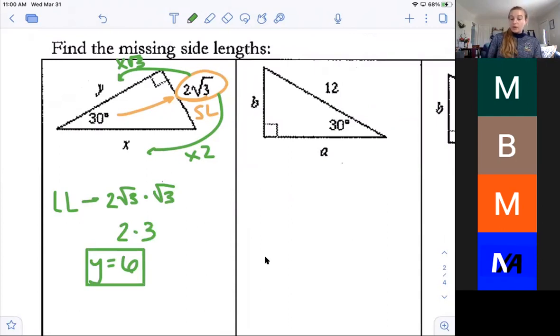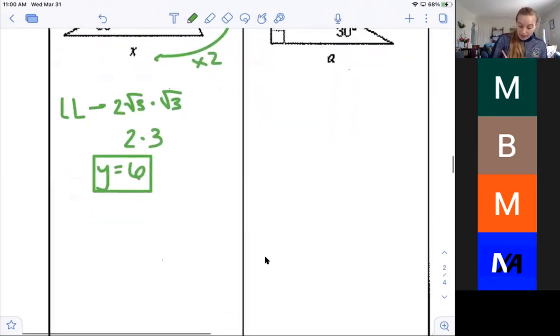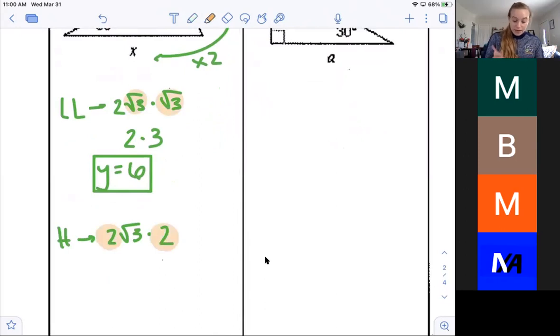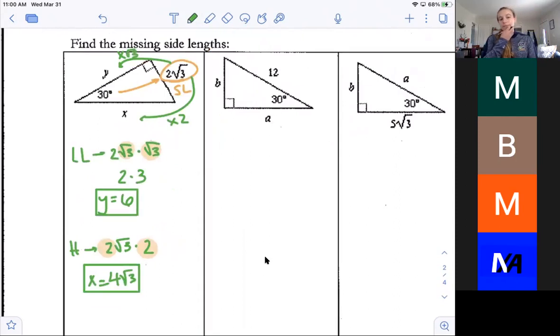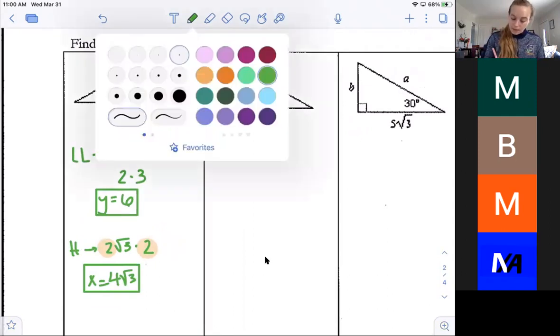Now I'm going to take my short leg and go to the hypotenuse. Everything comes from the short leg. Short leg times 2 gives me my hypotenuse. So my hypotenuse comes from 2 root 3, ooh, that's a funky 3, times 2. Just like we only multiplied the radicals together, now I can only multiply the non-radicals together. So 2 root 3 times 2 is 4 root 3. So x equals 4 root 3. Any questions? Okay.